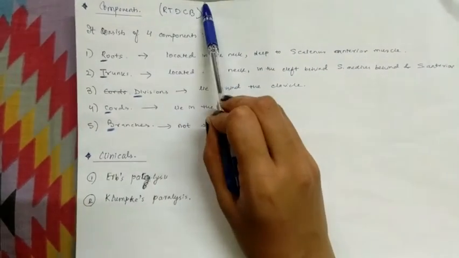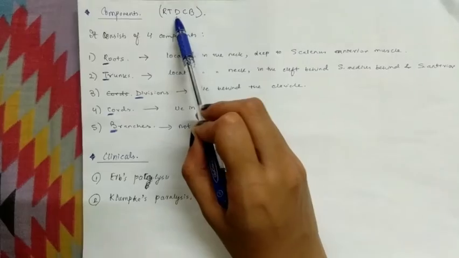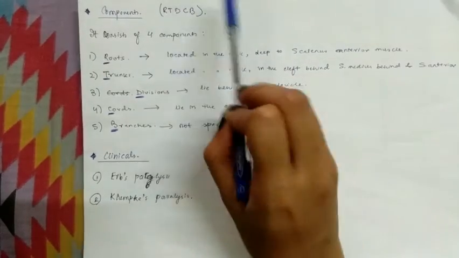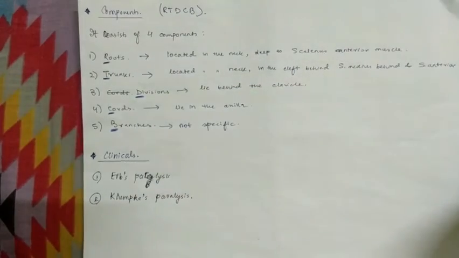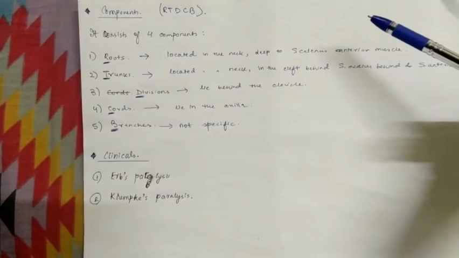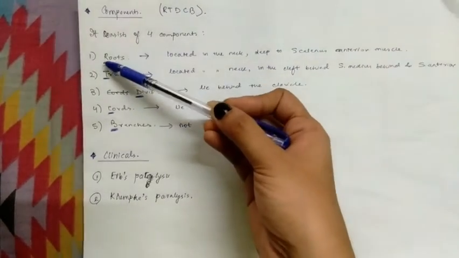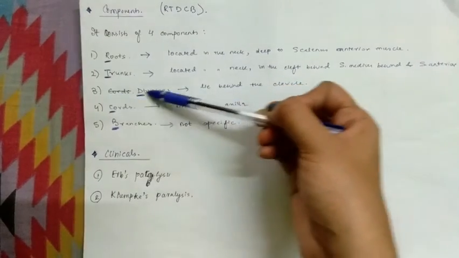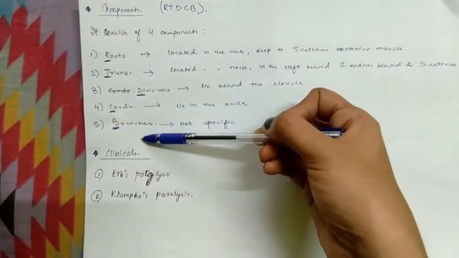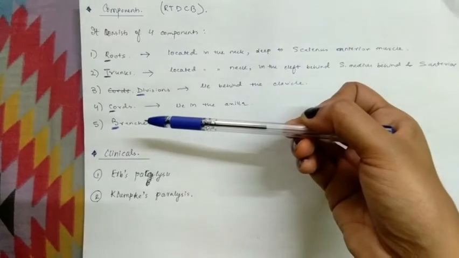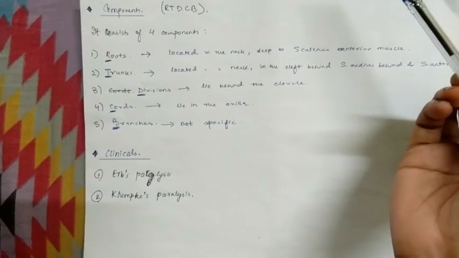So how to remember DCB? See, this is given in descending order. Normally the descending order is BCD, so you remember it as DCB. Now, this part is just on the basis of learning, but let us discuss it once with you. R for root, T for trunk, D for divisions, C for cords, and B for branches. These are the 5 components of the brachial plexus: root, trunk, division, cord, and branches.